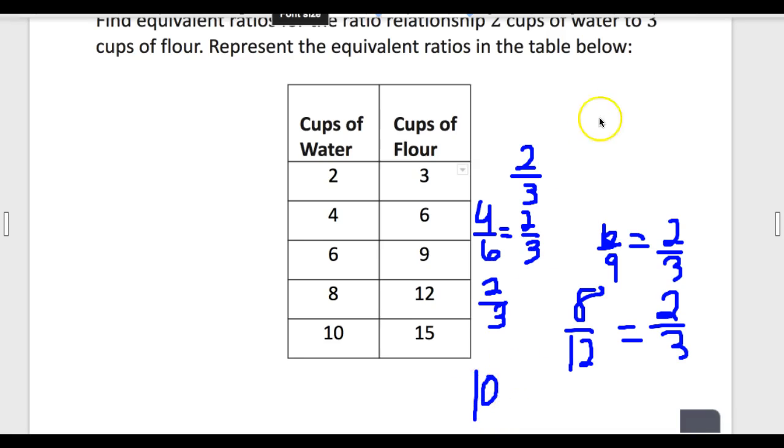I can't write it over there. I write it up here. 10/15. What can we divide this one by? Oh yeah, we could divide both by 5.